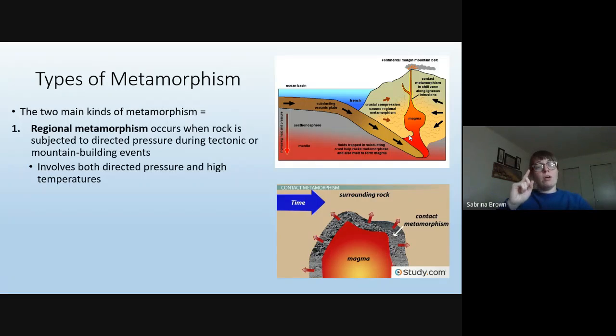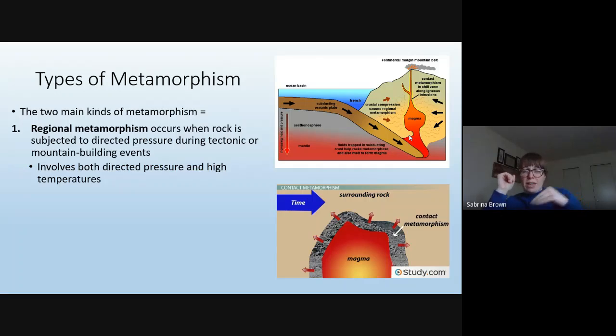And so one type of metamorphism is called regional metamorphism. And this occurs when a rock is subjected to directed pressure along these plate boundaries where we have two plates, two pieces of crust running into each other, and one of those plates is going underneath the other one. And when one of those plates goes underneath the other one, eventually it gets far enough down in Earth that it starts to melt. We create a magma chamber, and we create a volcanic mountain chain.